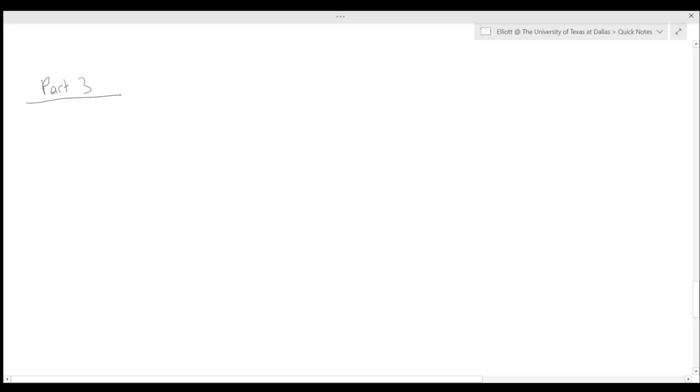Okay, so part 3 was just evaluating some limits. Let's see here. So I'll start by looking at problem number 2, okay? So part 3 is evaluating some limits. Here the instructions are to not use L'Hopital's rule. So we're going to be evaluating these limits without using L'Hopital's rule.